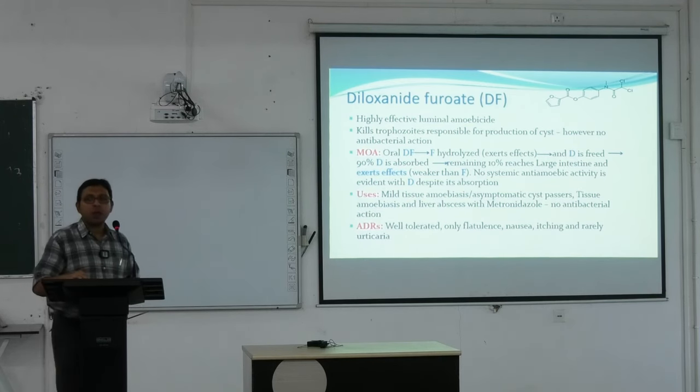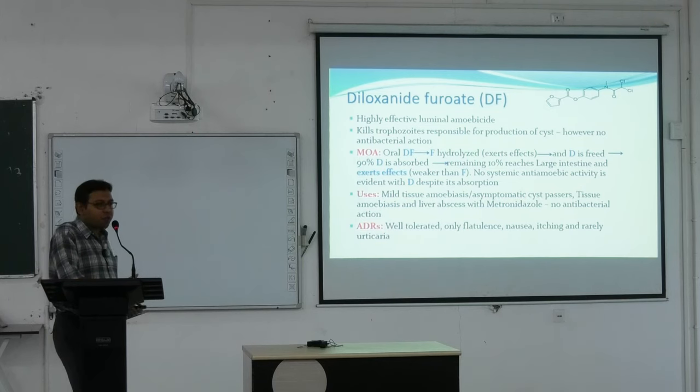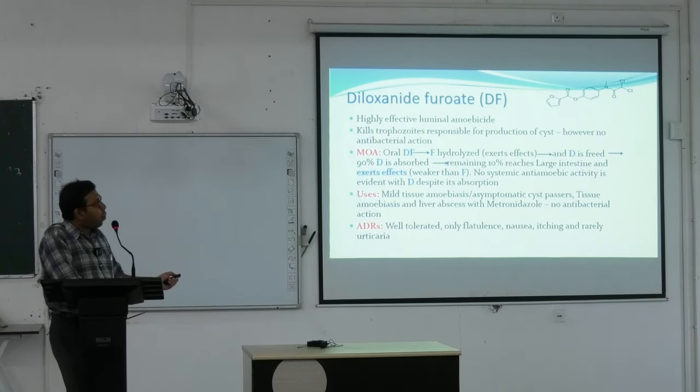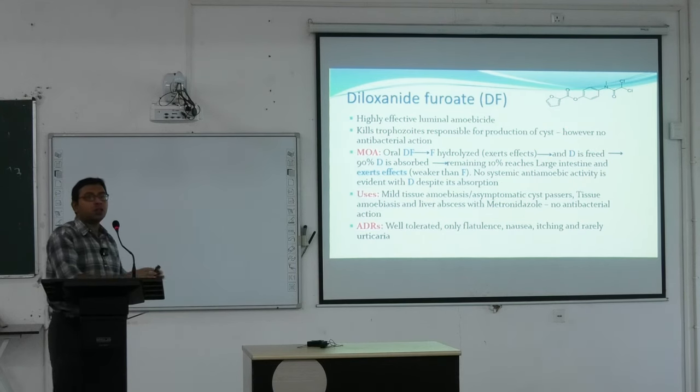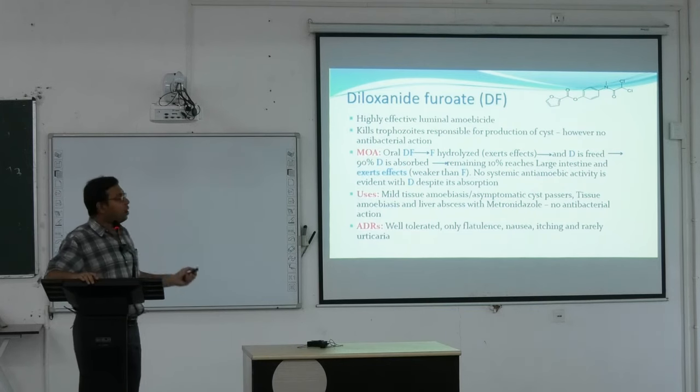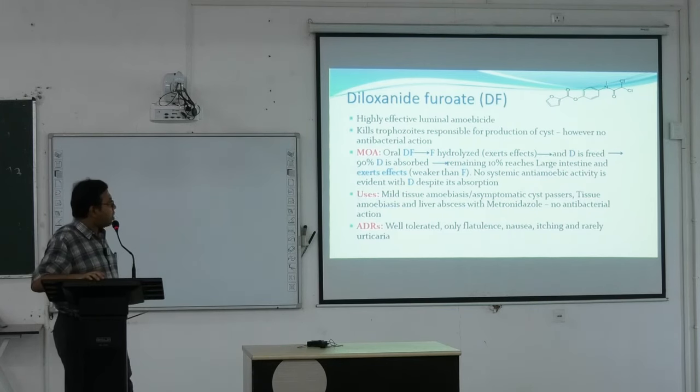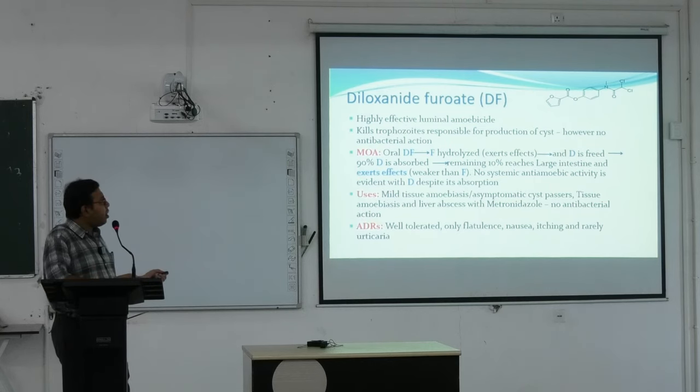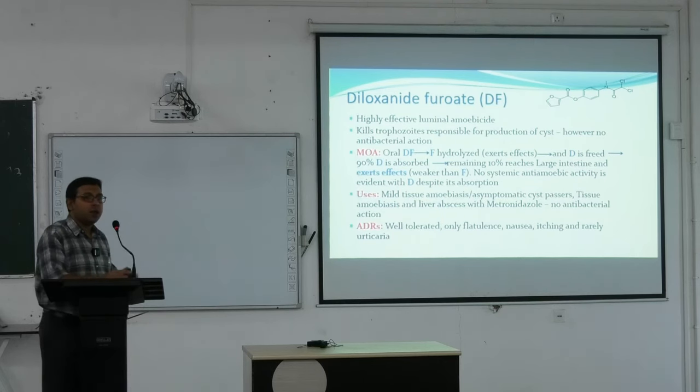That is the amoeba that is present only within the lumen of the gastrointestinal tract. Kills trophozoites responsible for production of the cyst. However, no antibacterial actions. So nitroimidazoles or imidazoles also have antibacterial actions, but this has only this anti-protozoal action. So when this diloxanide furoate is given, this is divided into furoate and diloxanide. Furoate is hydrolyzed and it exerts effect, and this diloxanide is freed, 90% is absorbed, and remaining 10% reaches large intestine and also exerts effect. So both of these parts exert effect in two ways.